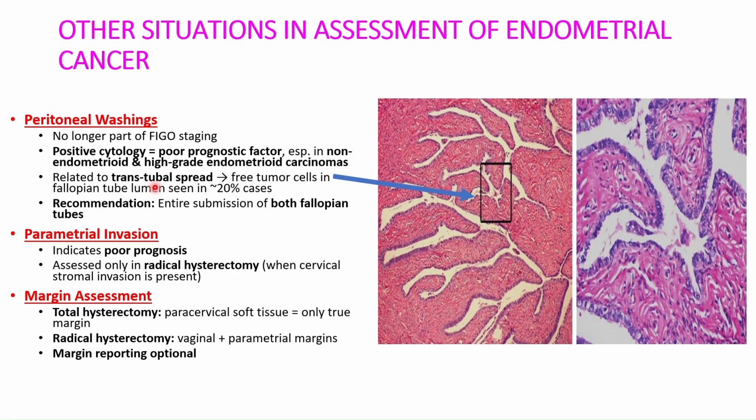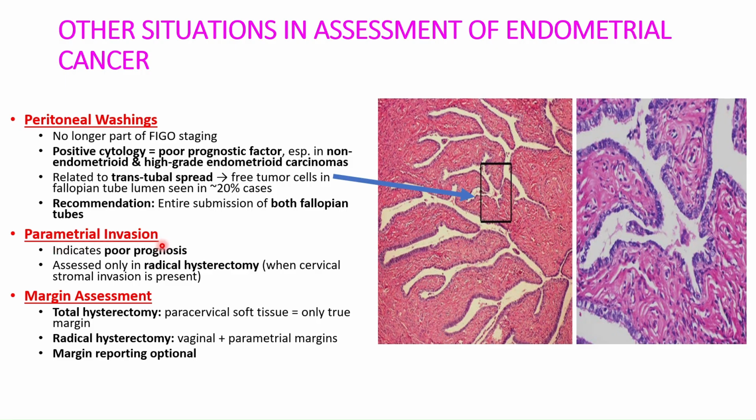Second is transtubal spread. Tumor cells in the fallopian tube lumen are seen in 20% of cases. So this is a fallopian tube. In this lumen, sometimes floating tumor cells are visible. So this is transtubal spread. This is a high power view. These are the malignant tumor cells. So the recommendation is that entire submission of both fallopian tubes is required.